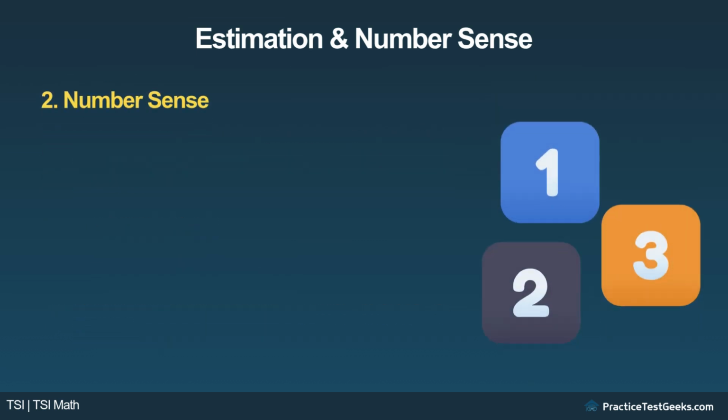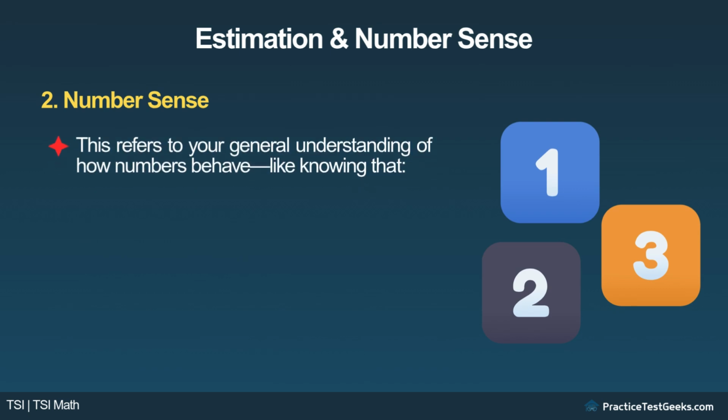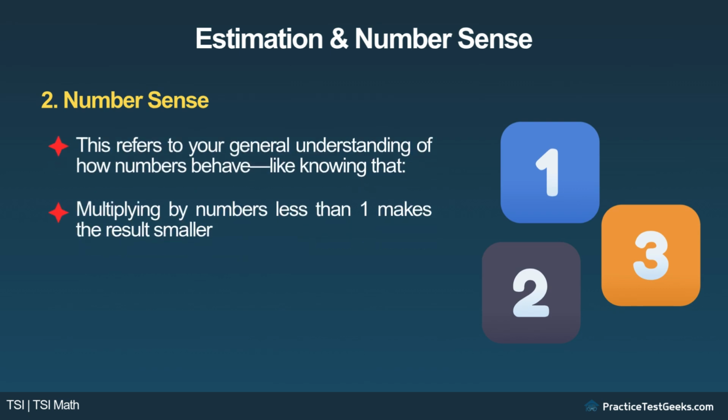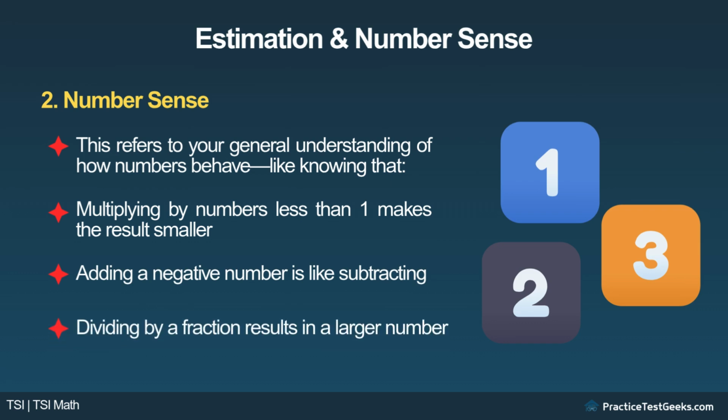2. Number sense. This refers to your general understanding of how numbers behave, like knowing that multiplying by numbers less than 1 makes the result smaller. Adding a negative number is like subtracting. Dividing by a fraction results in a larger number.